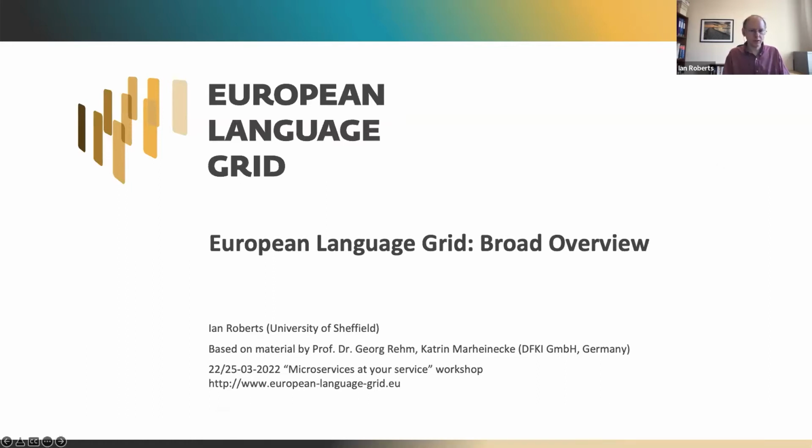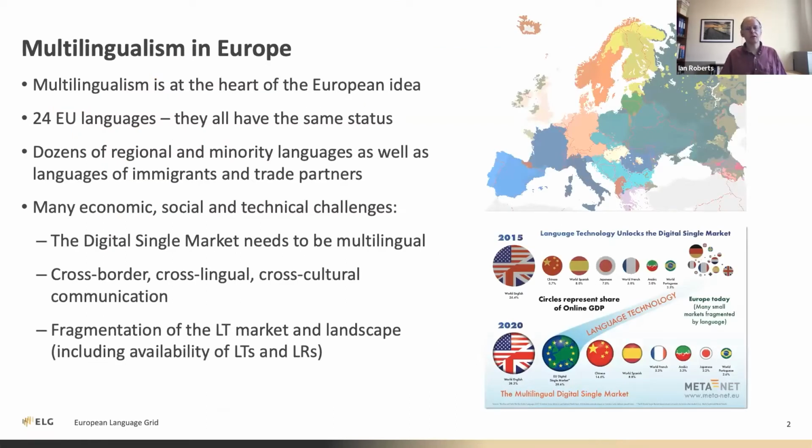So a little bit about the background first. It goes without saying that multilingualism is at the heart of the whole European idea and the ideals of the European Union. There are 24 official EU languages that all have the same legal status within the EU, as well as dozens of regional minority languages, things like the Northern Sami and the other languages that Sebastian was mentioning. And then languages of immigrant and trade partner countries. So that includes things like the European Economic Area, so Norway and Iceland and so on, but also languages of important trade partners outside of Europe as well.